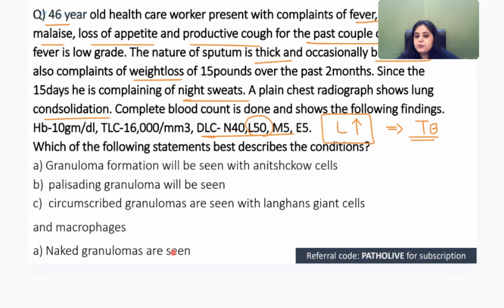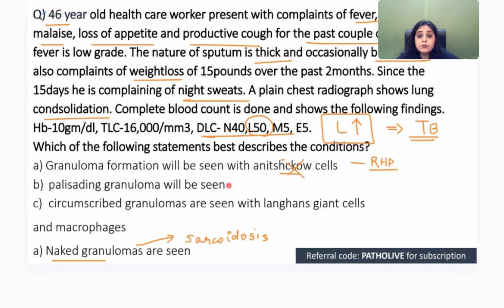Naked granulomas are seen, not at all in TB. Naked granulomas are a feature of which disease? Naked granuloma is a feature of sarcoidosis. Fine. Okay, granuloma formation is seen with Aschoff cells. Some of you answered this. Aschoff cells are a feature of rheumatic heart disease. This had zero things about rheumatic heart disease, not going too much in favor of the same.